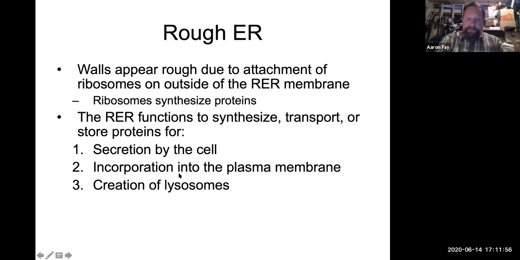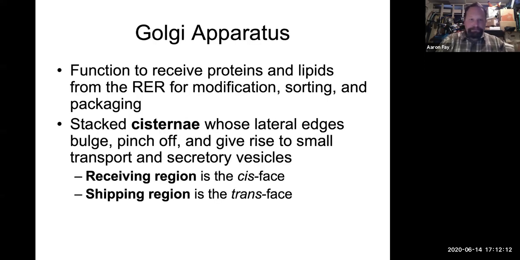Incorporated into the plasma membrane, right? Those two things are going to be related. If it's going to go to the plasma membrane on the outside of the cell, that's how it's going to get there, through the rough ER. It's also important for the creation of lysosomes, which we'll talk about in a little bit. Okay, so the rough ER is right outside the nucleus. If you need to make something that is transported anywhere, it needs to be made inside the rough ER so it can be transported to the Golgi.